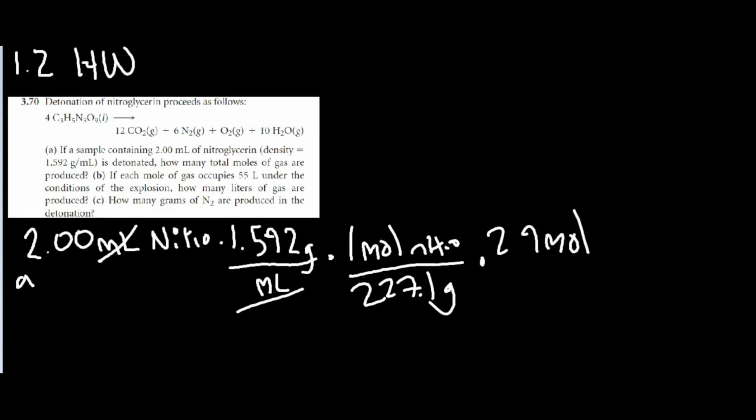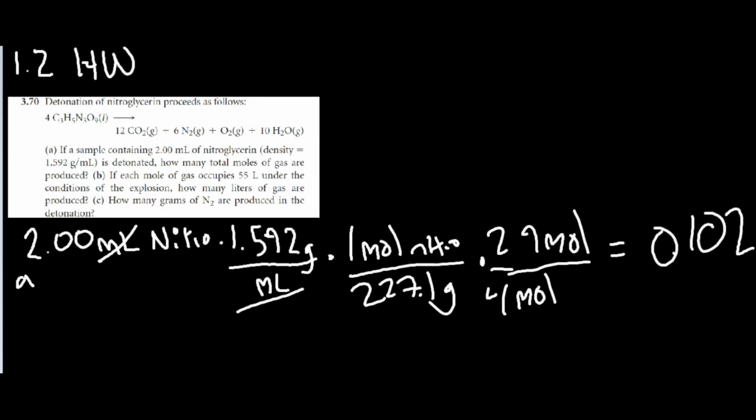So we'll be adding up all of the products, and then we'll be dividing by the reactants, which is just the nitroglycerin, and that'll give us our answer, which is 0.102 grams. Moles, sorry. 0.102 moles. And this answer is adjusted for sig fig, so it might look a little different for you. Alright, I'm going to write down B and C, and we'll go over those in a second.